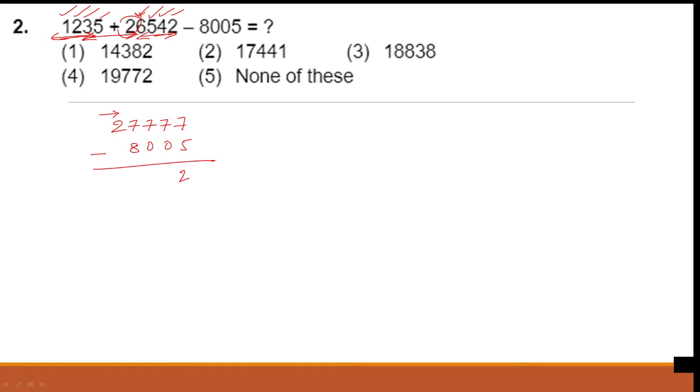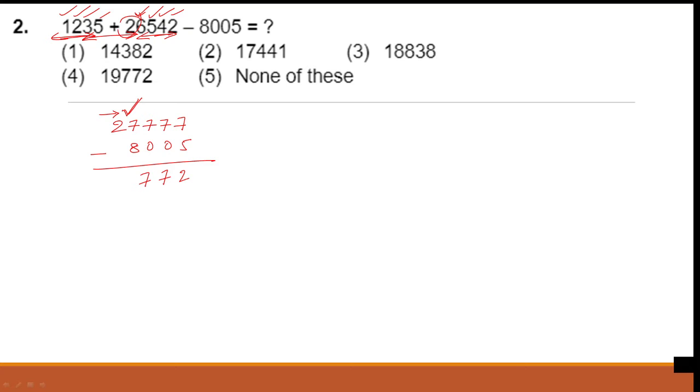7 minus 5, you know that is 2. Here will come 7. Here also 7. Now comes here 27 minus 8. So directly, you have to know this logic. From 27 you need to subtract 8. Why? Because from 7 we are not supposed to subtract 8, right? So that's why I'll take it like this. From 17 we need to subtract 8.